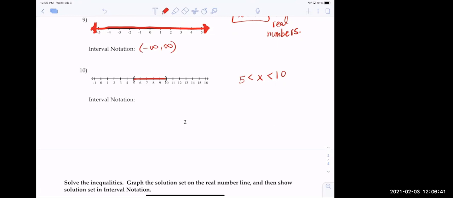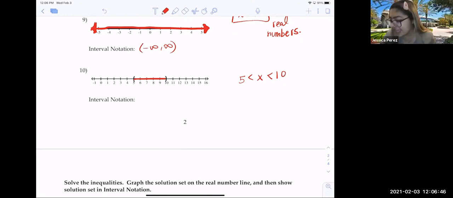Okay, it's 5 and then 10, the parentheses. Yeah, parentheses, 5, 10, parentheses. There it is. They both have parentheses. Perfect.